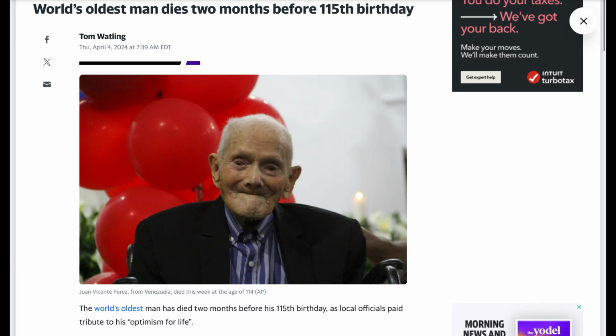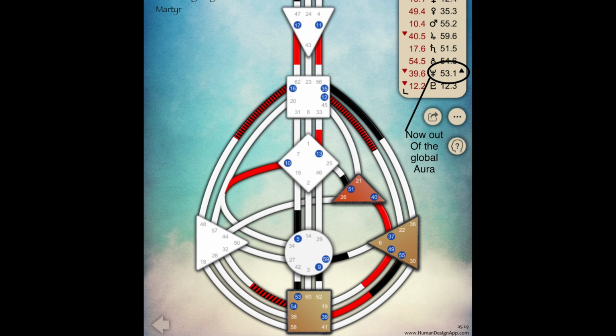The one thing we actually just lost was there was a man who was born in Venezuela. He died early April, and he was 115 years old. He was the oldest man in the world. He had the gate 53 line 1 in exaltation. And so the theory is that when he passed away, those exaltations left with him basically. So that is where we're losing the energy. And so there is the next oldest person in the world who's carrying energy probably.